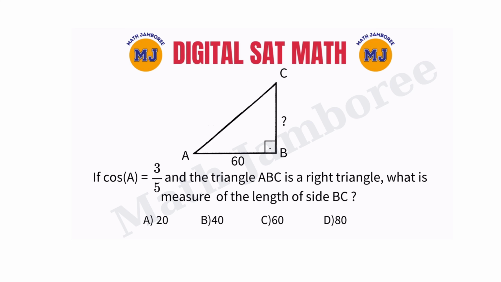If cosine A is 3/5 and the triangle ABC is a right triangle, what is the measure of the length of the side BC? So AB is given as 60 and the choices are A is 20, B is 40, C is 60, and D is 80. So let's talk about SOH-CAH-TOA first.